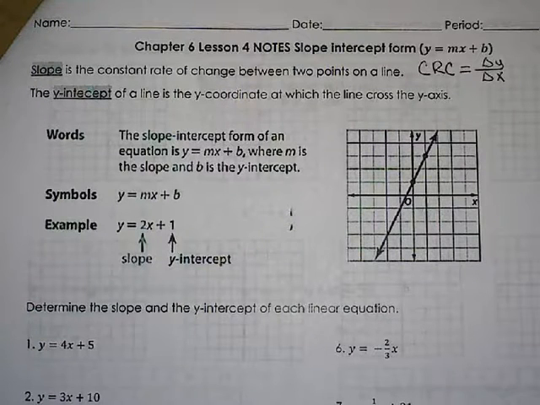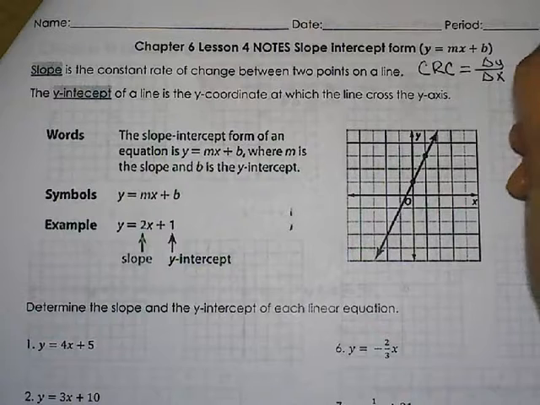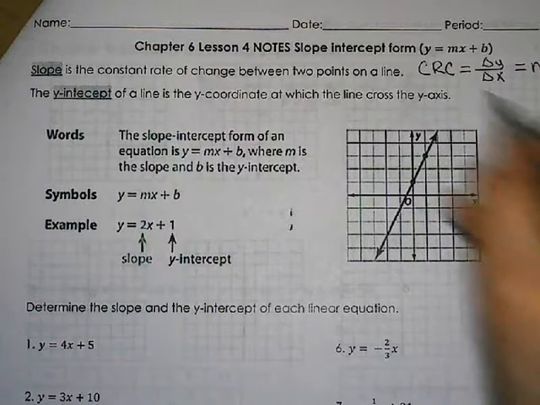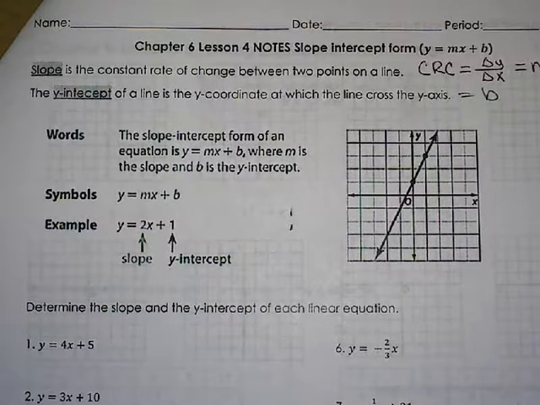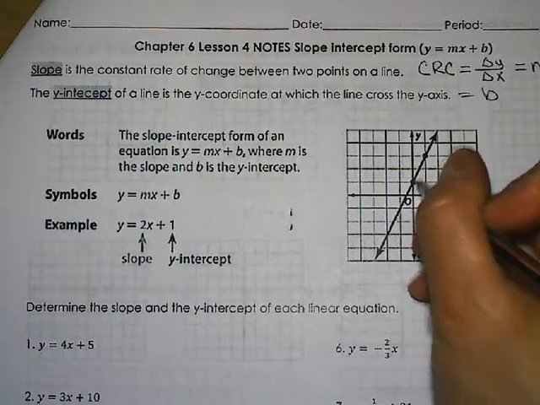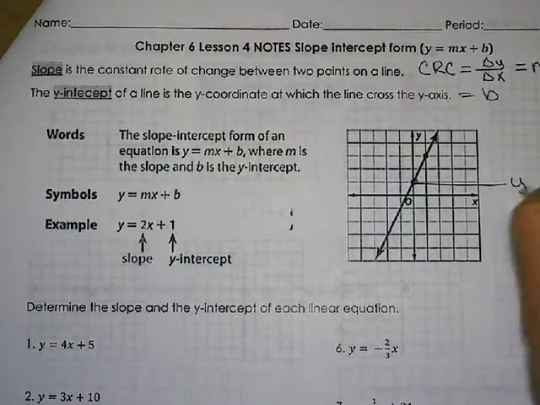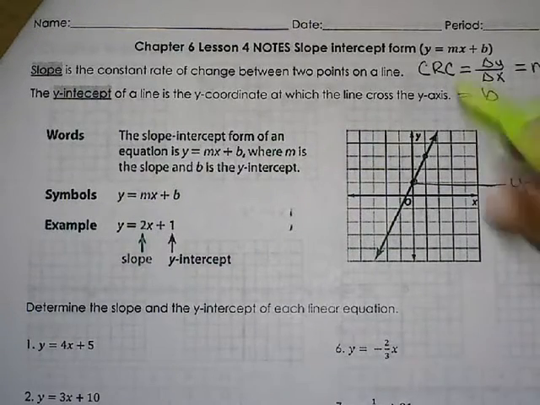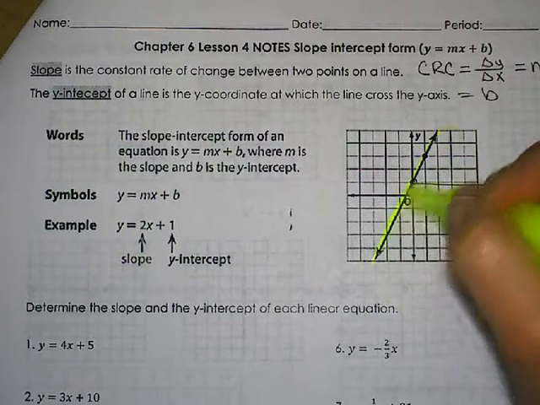The y-intercept of the line is the y-coordinate at which the line crosses the y-axis. You will start recognizing M as the slope and B as the y-intercept. This point is the y-intercept. It is where the given line crosses the y-axis.